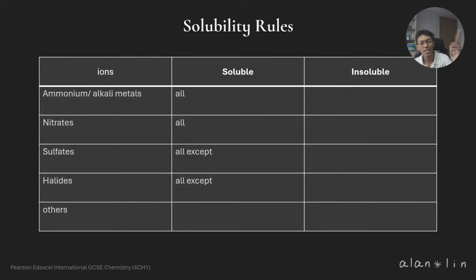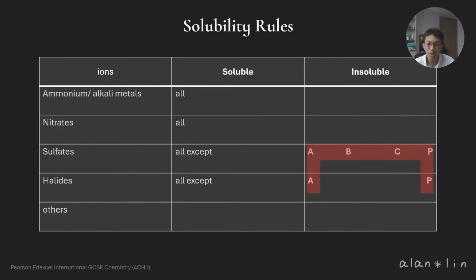And when you make this kind of rock and roll shape, the 2 fingers that are folded are going to be the ones to which the exceptions apply. And these fingers happen to represent your sulfates and your halides. So that's how I like to remember where the exceptions apply.